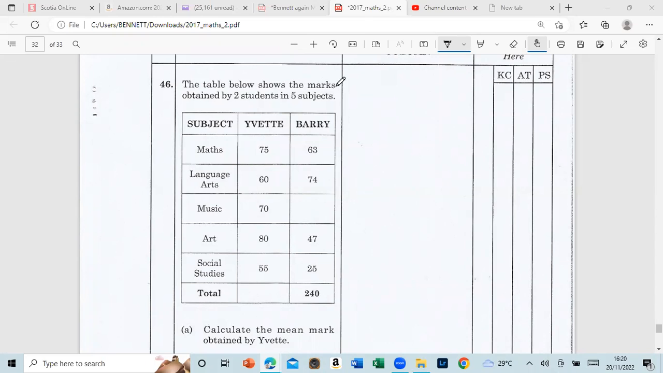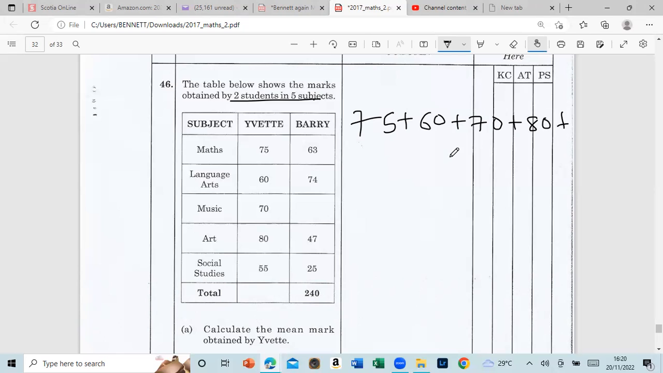The table below shows the marks obtained by two students in five subjects. Calculate the mean mark obtained by Yvette. So the mean would be 75 plus 60 as Yvette, right? Plus 70, plus 80, plus 55. I'll divide all of that by, let's see how many numbers: 1, 2, 3, 4, 5.